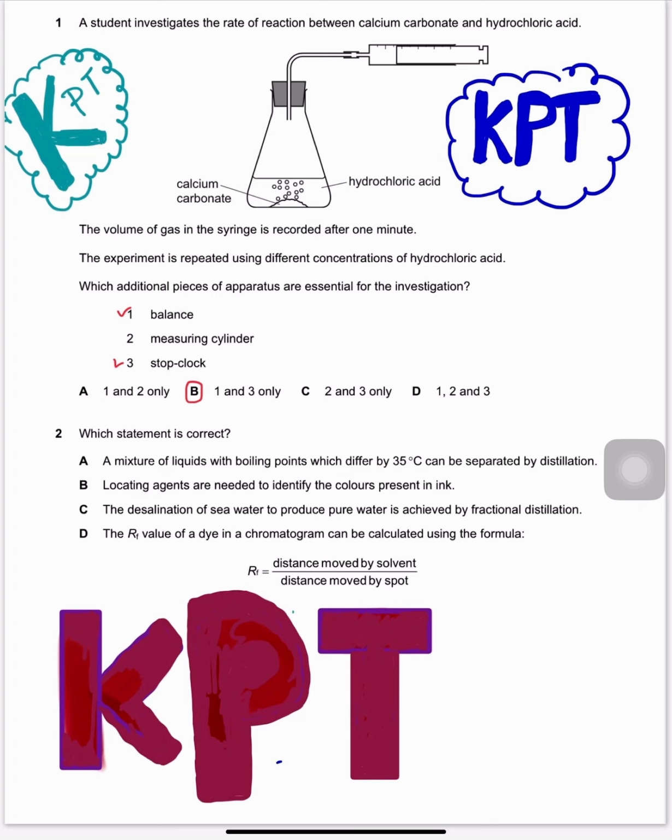A student investigates the rate of reaction between calcium carbonate and hydrochloric acid. We can see a conical flask where hydrochloric acid is reacting with calcium carbonate. We can see some bubbling being produced. Bubbles are representative of gas production. Whenever bubbles are shown in a chemical reaction, they tell you that gas is being produced.